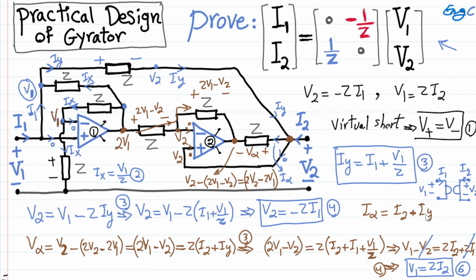I hope that this is helpful in terms of showing how practically we can realize a gyrator. And of course, from this point on, we can use this circuit as this symbol and come up with combinations of more complicated circuits with multiple gyrators inside.